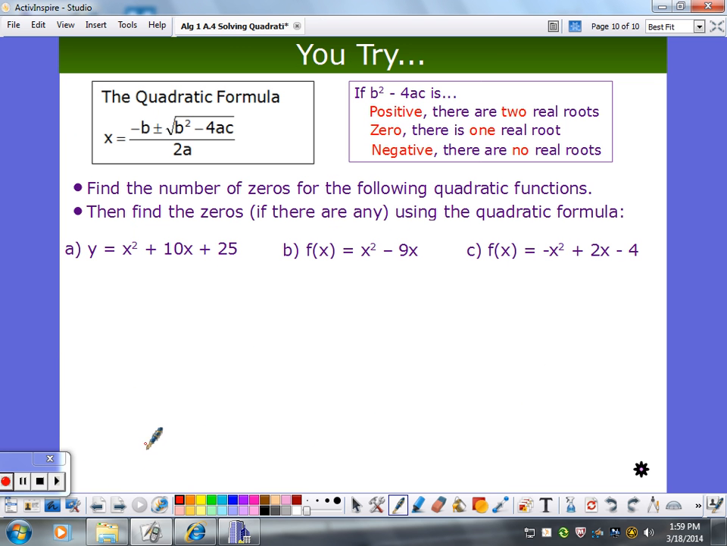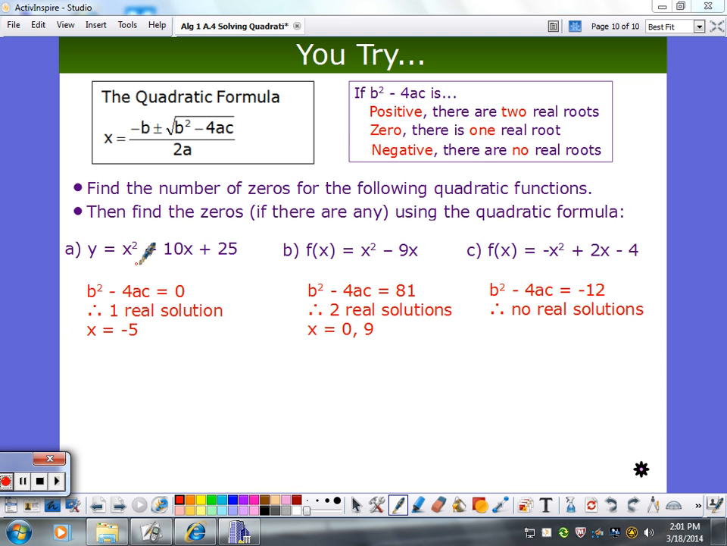So, that's it. Here are some to try. What I want you to do on the bottom here is write A equals, B equals, C equals. Tell me how many real solutions, so how many real zeros. If there's one or more, find them. Use the quadratic formula to find them.